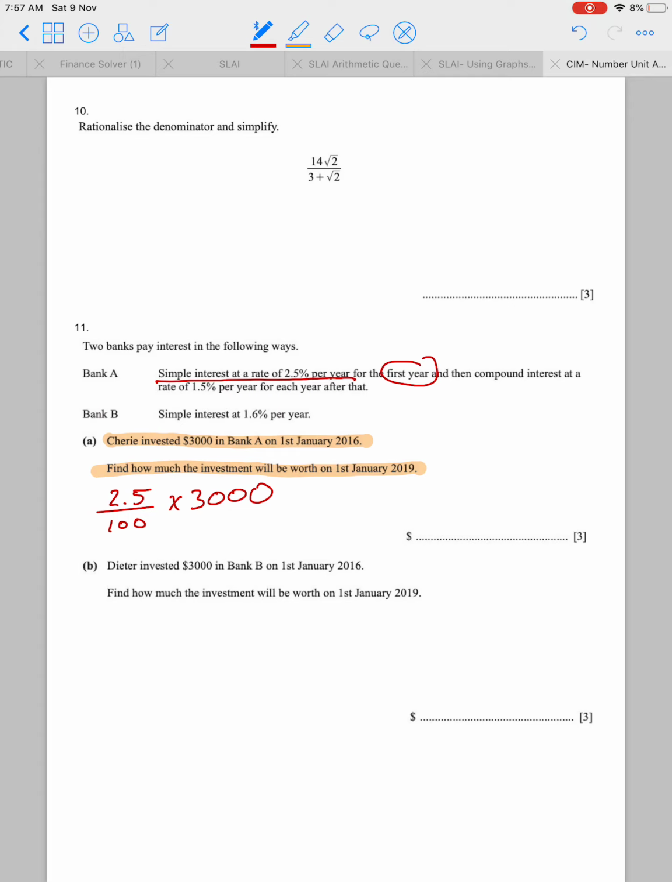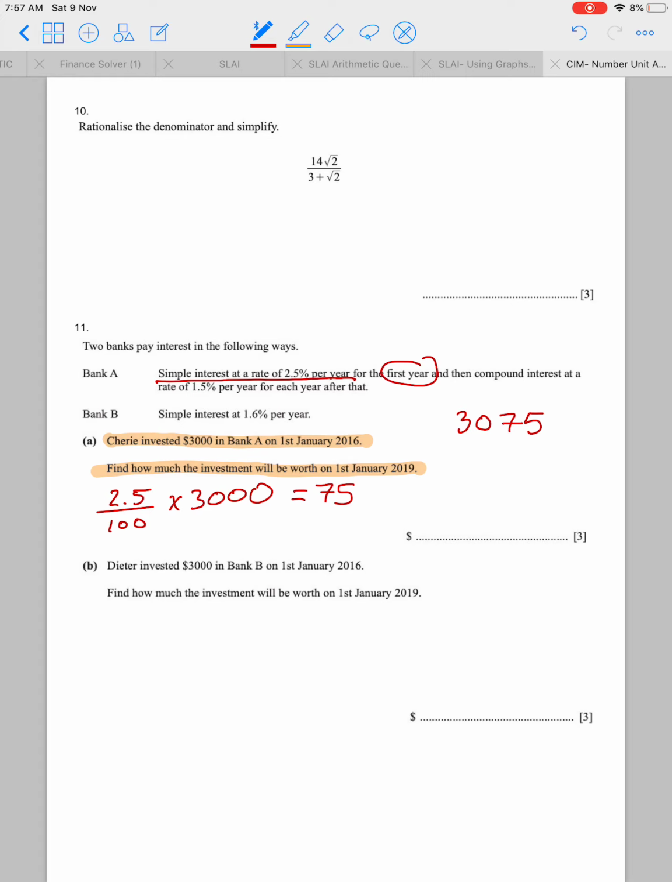Simple interest is as simple as it gets. It's 2.5 divided by 100 times by 3,000. And that gives you 75. Okay, so after the first year you've earned $75. So let's put that back into the bank. So we have $3,075 in the bank after the first year.